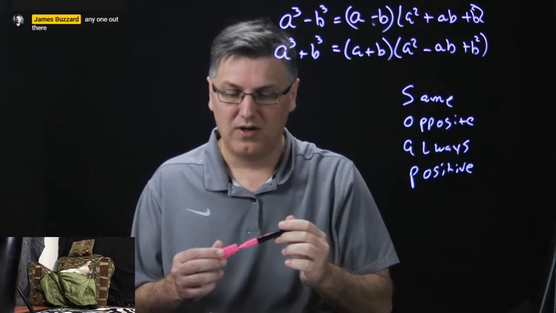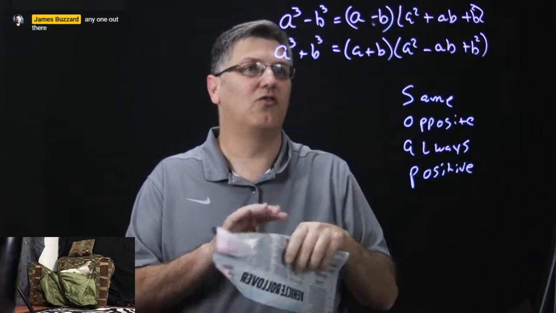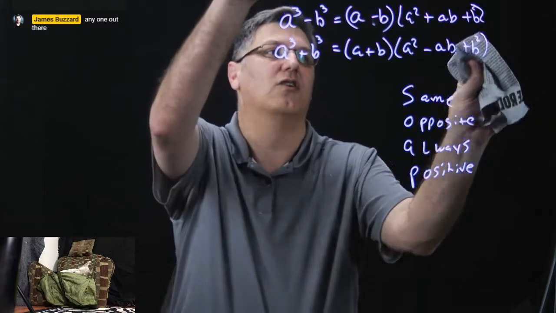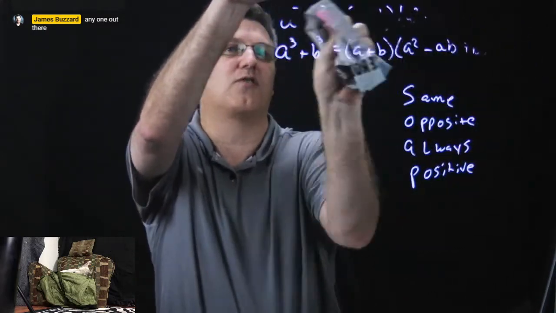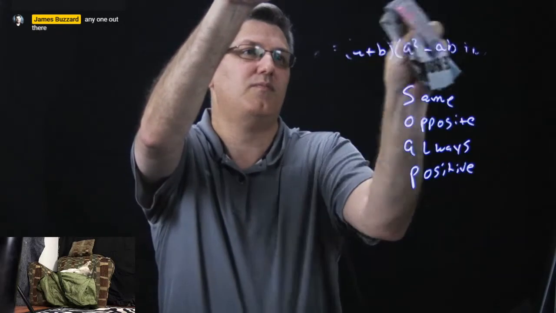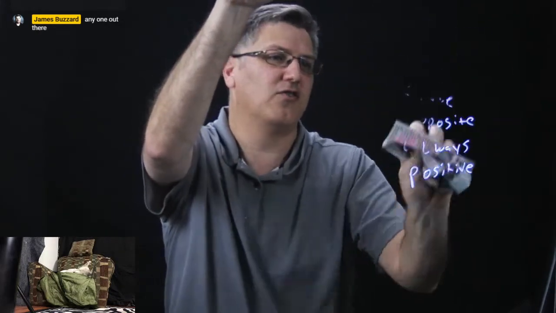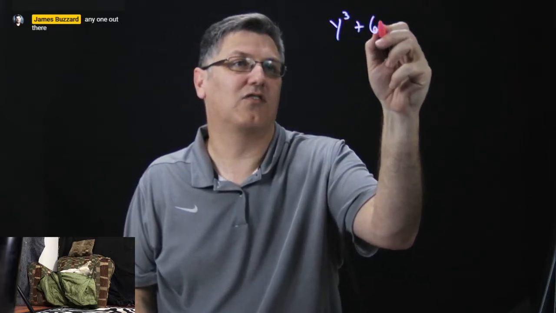So that's your SOAP. So we're going to use this idea to actually factor sum or difference of cubes, because those are special factors. This is the one that most people struggle with. They don't struggle so much with the difference of squares as they do with the difference of cubes. All right, so let's do a nice easy one. Let's do, why not, y cubed plus 64.